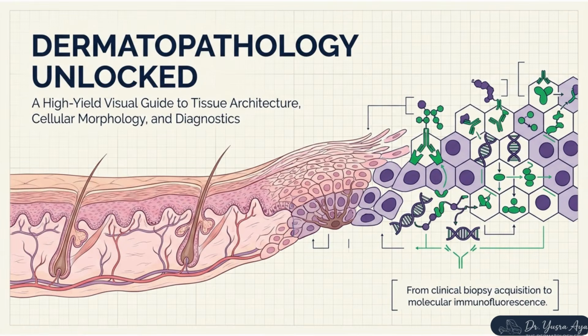Welcome to Dermatopathology Unlocked, a visual guide focusing on tissue architecture, cellular morphology, and diagnostics. Today we'll cover biopsy techniques, stains, epidermal changes, giant cells, immunofluorescence, and many exam favorites. Stay till the end, because I'll keep asking quick recall questions throughout the video.